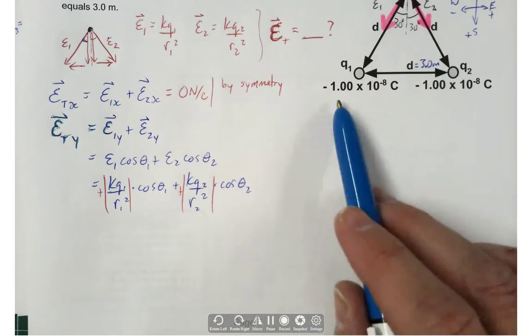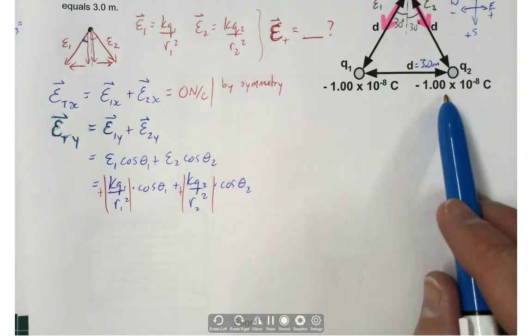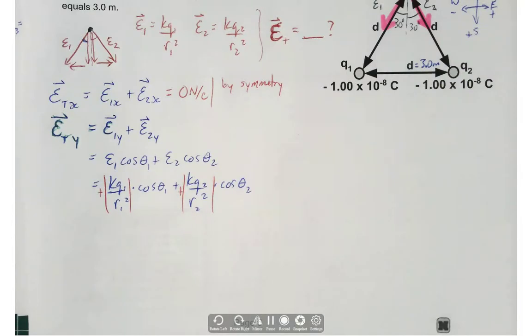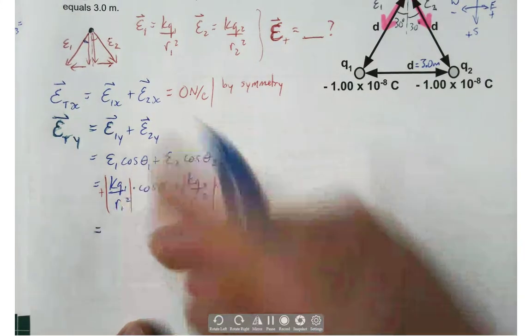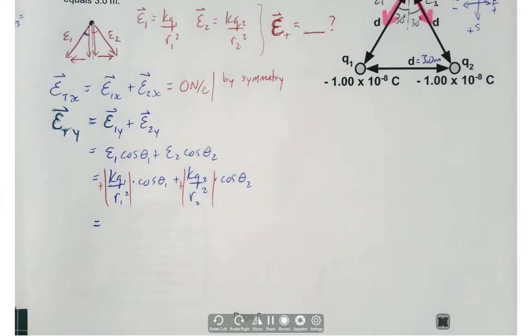But that's not always going to work that way. Remember, if this had been negative and this had been positive, we'd be in a different circumstance right now. For one thing, the x components wouldn't have canceled out. But we're ready to plug in our values. The only other thing that we could do is factor out the k value. I think I'm not going to bother factoring out the k value. You can do that if you want to, though.